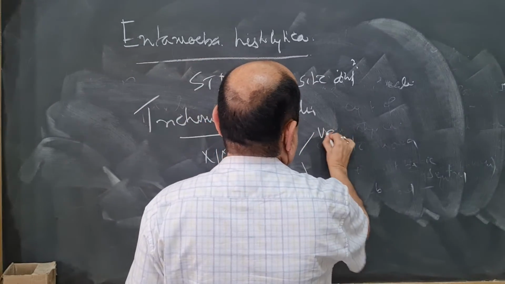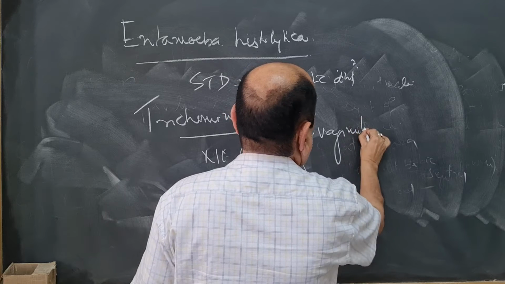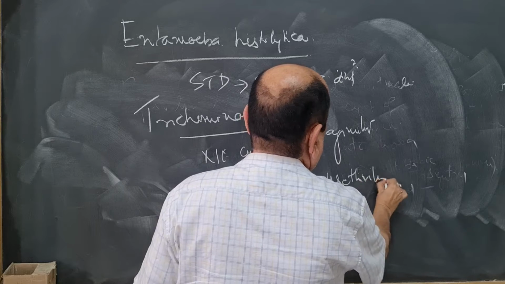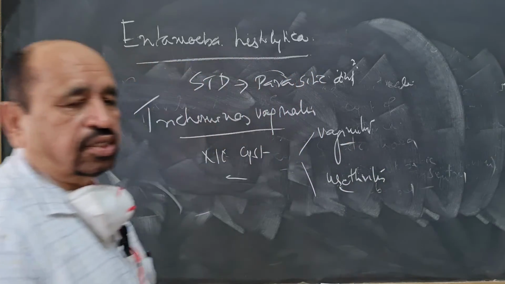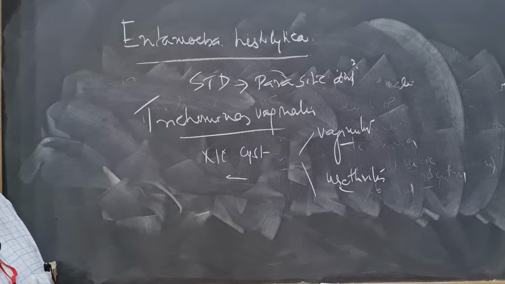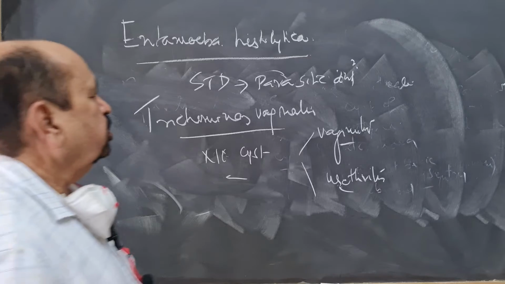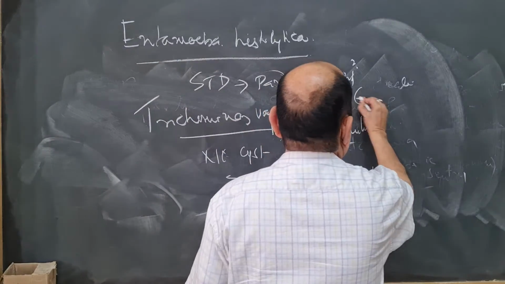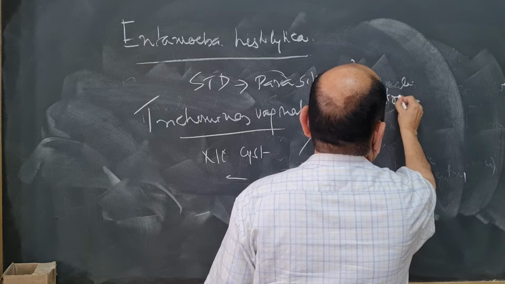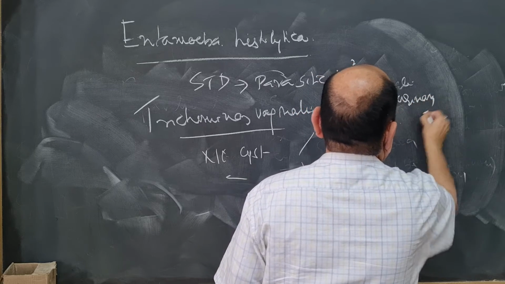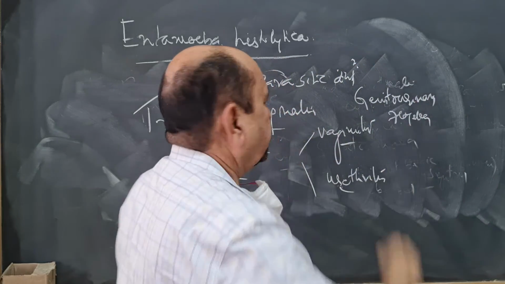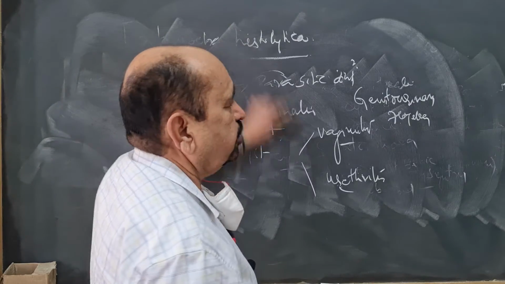It gives rise to vaginitis and urethritis. Now, this is a genitourinary flagellate. Now moving on to hemoflagellates, which are present in the blood.